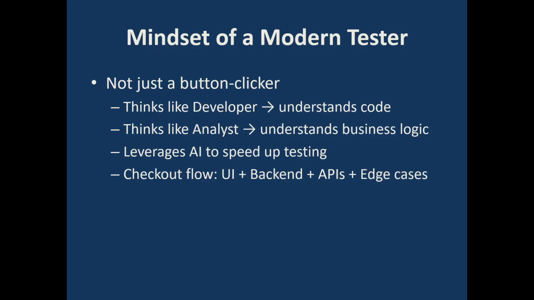A modern tester is not just a button clicker. They think like a developer who understands the code, an analyst who understands business logic, and an AI specialist that leverages AI to speed up testing. For example, testing a checkout flow, a manual tester clicks buttons and fills forms, but a modern tester will check UI, backend, APIs, edge cases, and AI will be predicting potential failures.